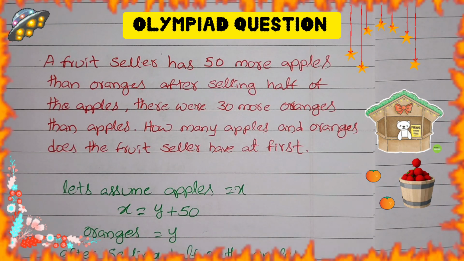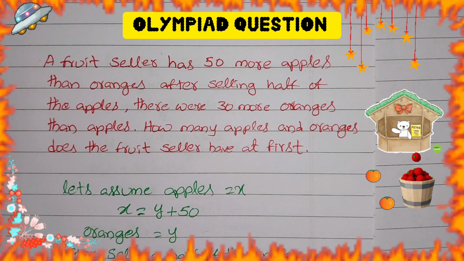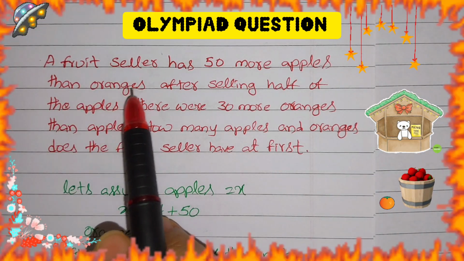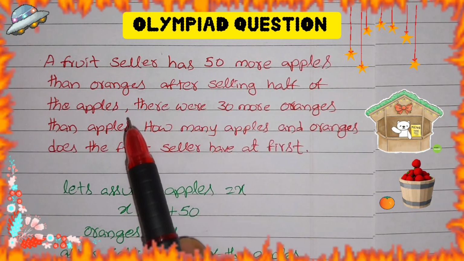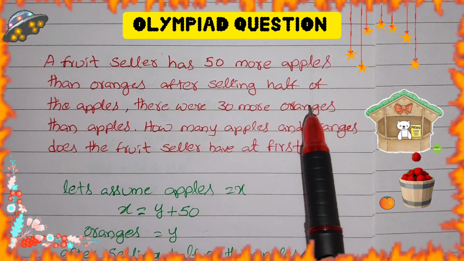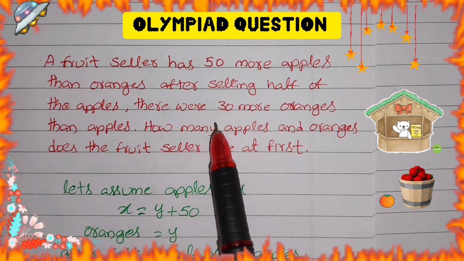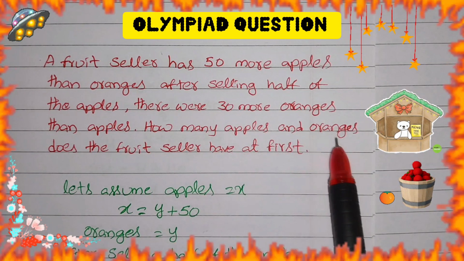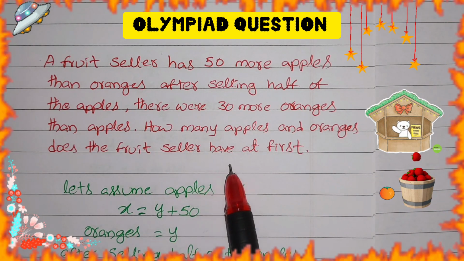Today's video is an Olympiad question. So let's start. What is that question? A fruit seller has 50 more apples than oranges. After selling half of the apples, there were 30 more oranges than apples. How many apples and oranges does the fruit seller have at first?